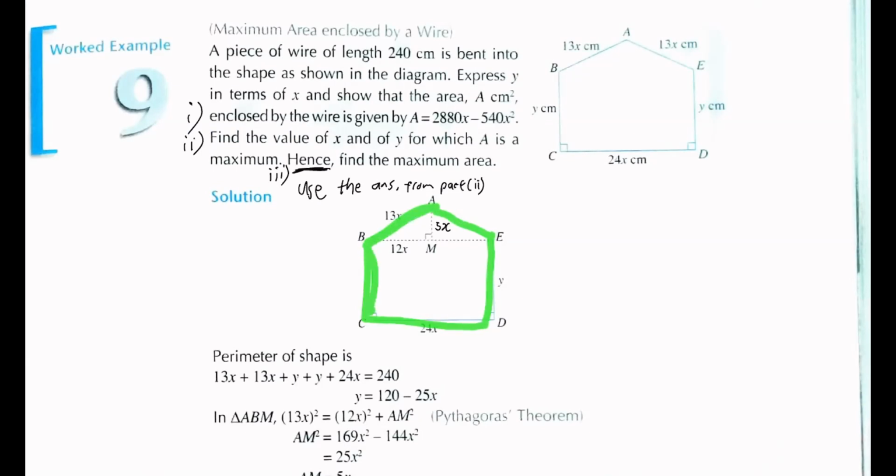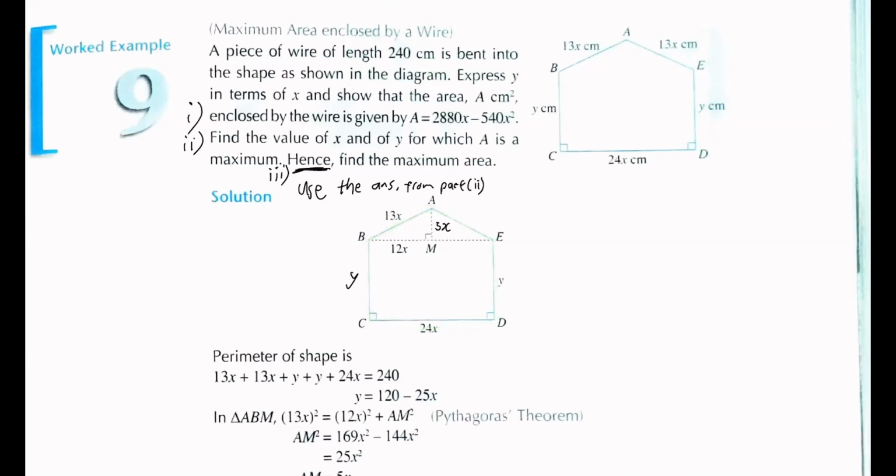Yeah, the outer region. Just take a highlighter and highlight it if you need to. Then this will be the perimeter, which is really just the length of the wire, 240 cm, right? Imagine a situation where you use up all 240 cm, there's nothing left over. So that means the perimeter is equal to 240. Then what's the perimeter? Just add each of these lengths together one by one.